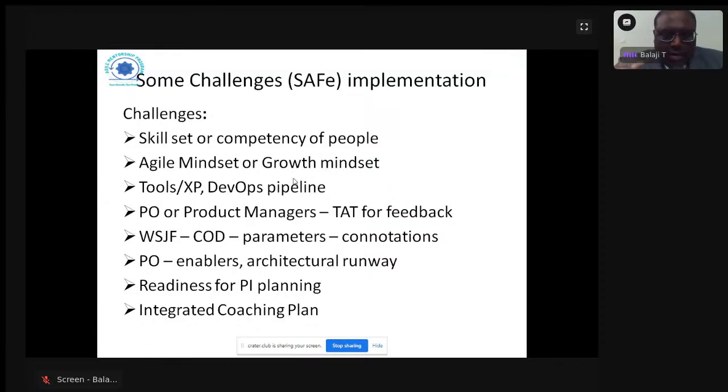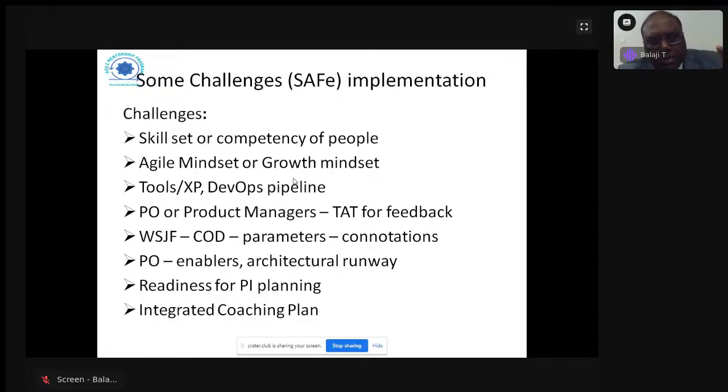Let me explain this with an example. 4 years back, or rather 5 years back, when I was working as a program level coach, what we used to do is that the program coach will be coaching the head of the product management group in terms of the WSJF and the other concepts.